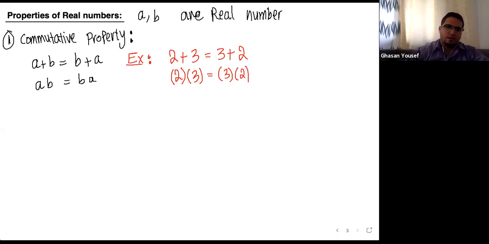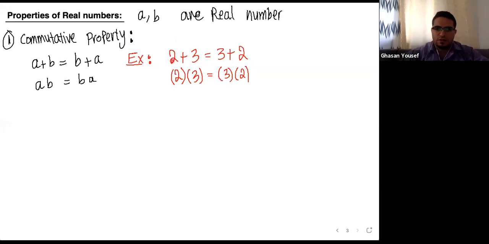Okay, so why is this correct? Because if I add the first one to the second one, 2 plus 3 is the same as adding the second one to the first one. 2 plus 3 is 5 and 3 plus 2 is 5. Both of them give the same answer. The same here: 2 times 3 equals 6 and 3 times 2 equals 6. So both of them give the same answer.